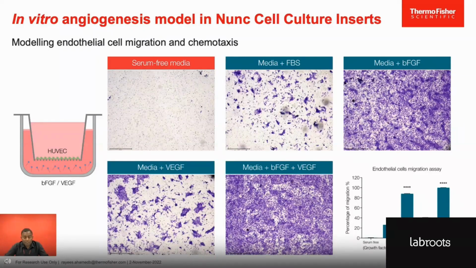So after migration, these cells are stained with crystal violet, and as you can see in the result, there is a strong migration of HUVEC cells seen in presence of these growth factors compared to their control.